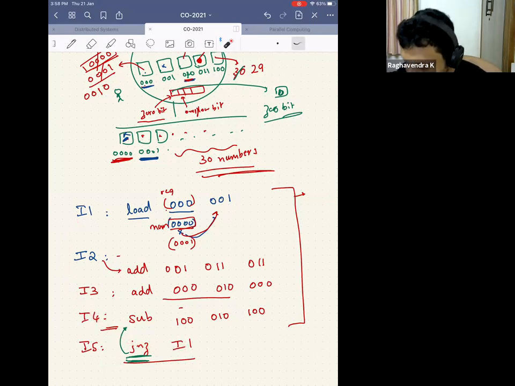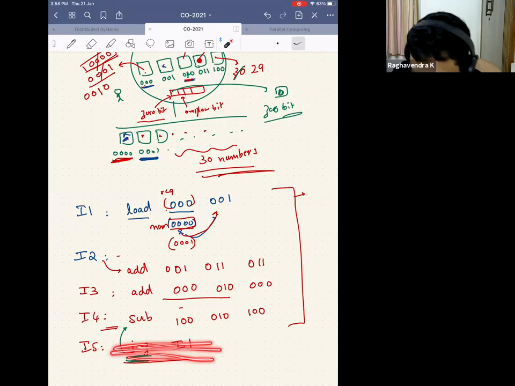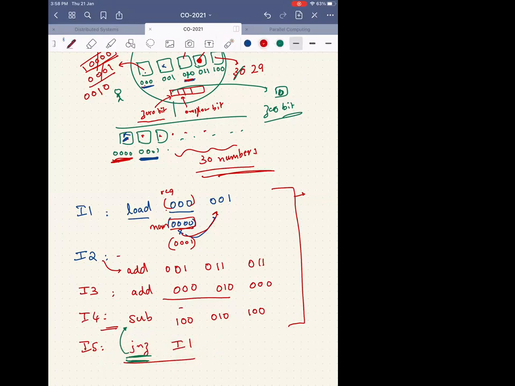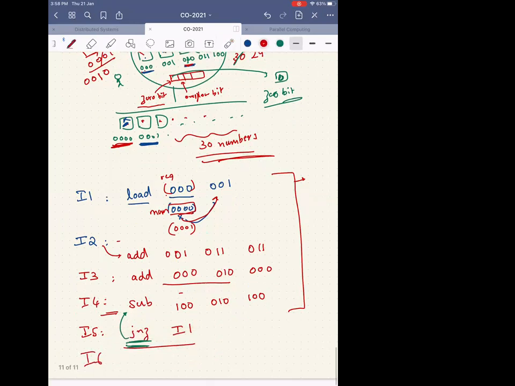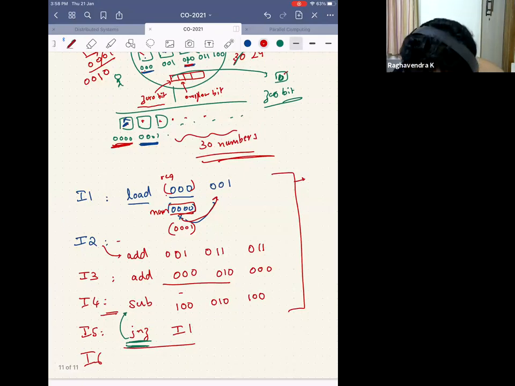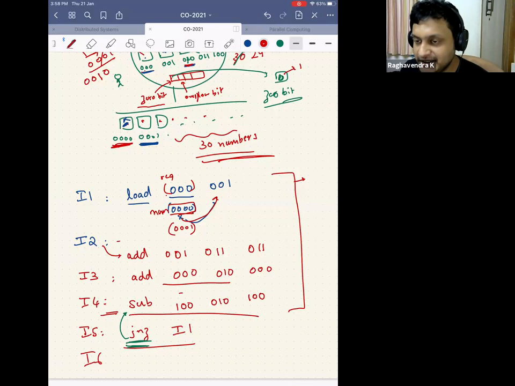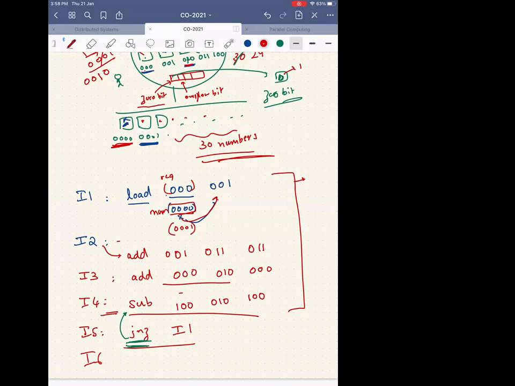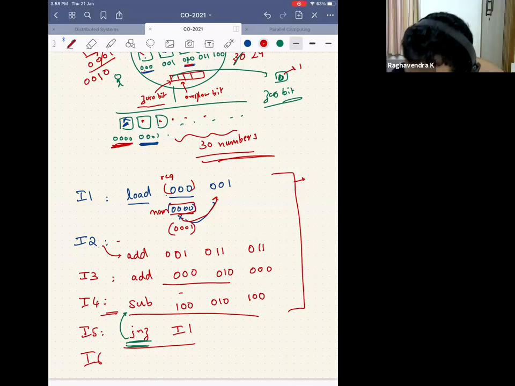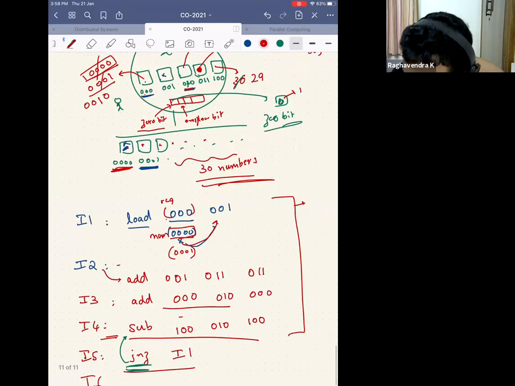So when will this not jump and go to the next instruction? When the 0 bit is 1. When is it 1? When this instruction produces 0. And when will it produce 0? When this goes from 30 to 29, 29 to 28, 28 to 27, 27 to 26, and so on up to 0.